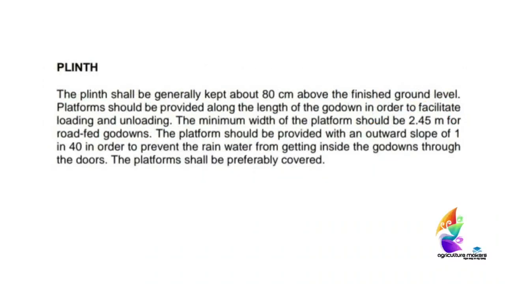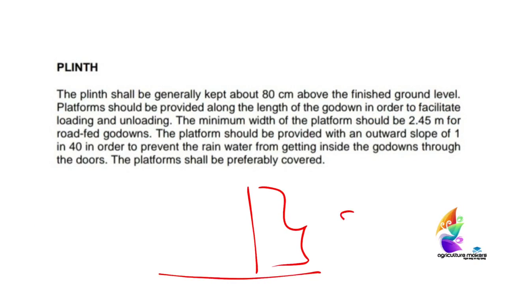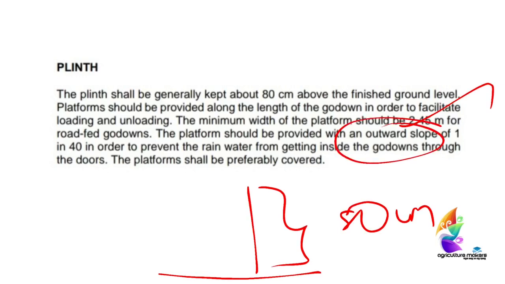Coming to the plinth, it should generally be kept 80 cm above the finished ground level, and a platform should be provided along the length of the godown in order to facilitate loading and unloading. The minimum width of the platform should be 2.45 meters for road fed godowns. Remember, the platform should be provided with an outward slope. It is not inward, it is an outward slope of 1 in 40 in order to prevent rainwater from getting inside the godowns through the doors, and the platform should preferably be covered.